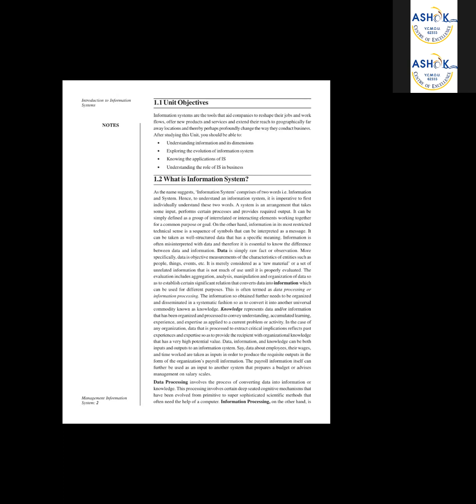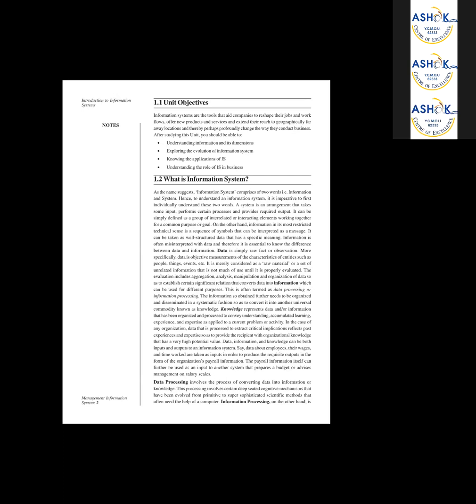So first, what is information system? As the name suggests, information system is comprised of two words, information and system. Hence, to understand an information system, it is important to first individually understand these two words. A system is an arrangement that takes some input, performs certain process, and provides required output. It can be simply defined as a group of interacting elements working together for a common purpose or goal.